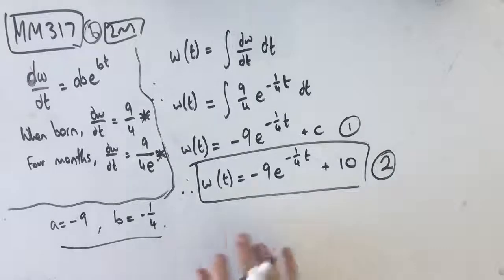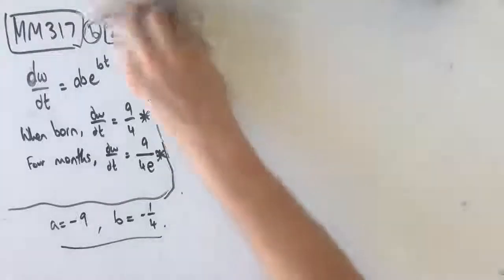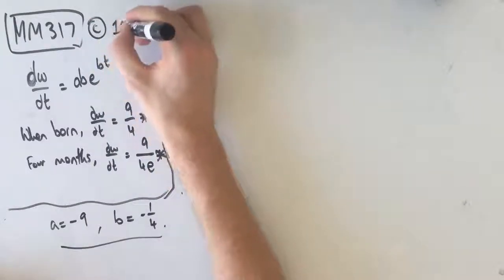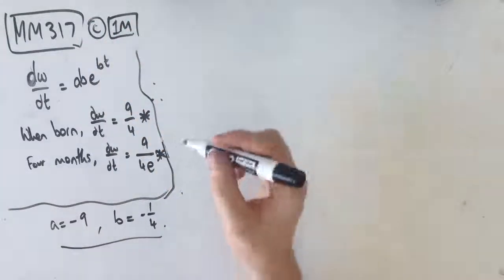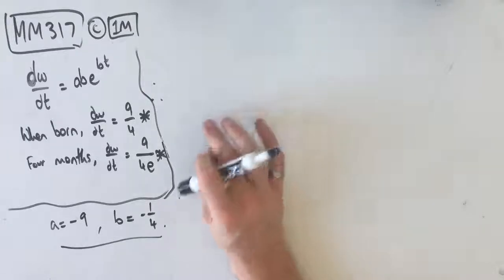Guys, that's part B done. Let's move on to part C. Part C is quite straightforward. It is a 1-mark question. And it says, how much does a dog weigh 9 months after its birth? Give your answer correct to 2 decimal places.